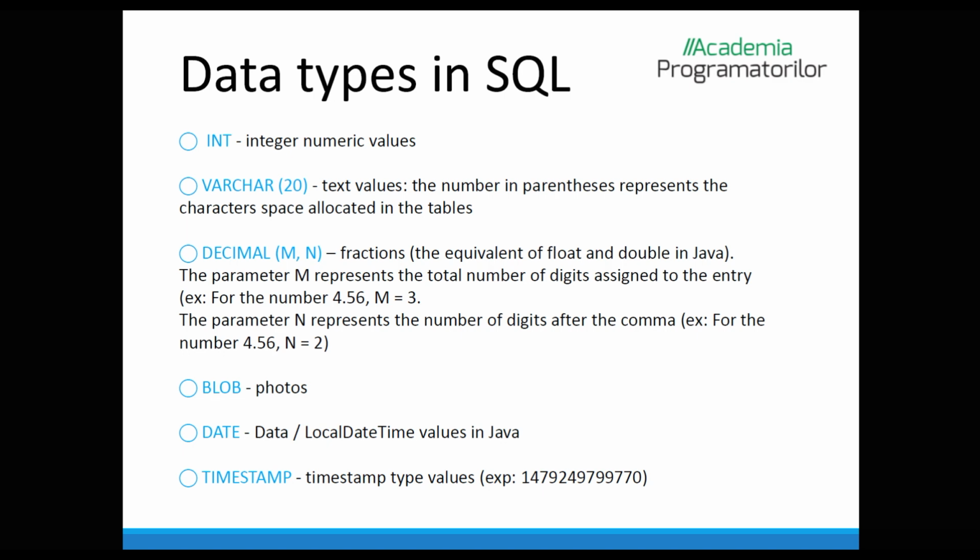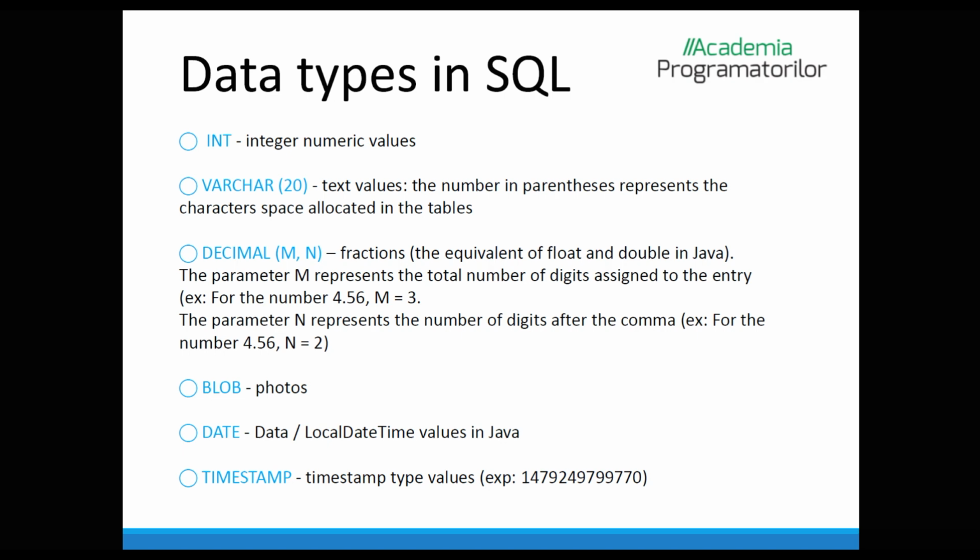As an example, if we would like to enter numbers from 0 to 9 with 2 digits after the comma, such as 4.56, in a decimal column, the first declared number in parentheses should be 3. That is the total number of digits. The second number should be equal to 2. That is the total number of digits after the comma.